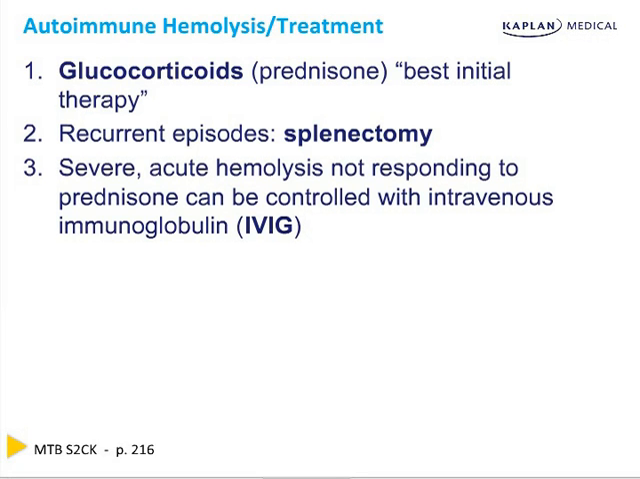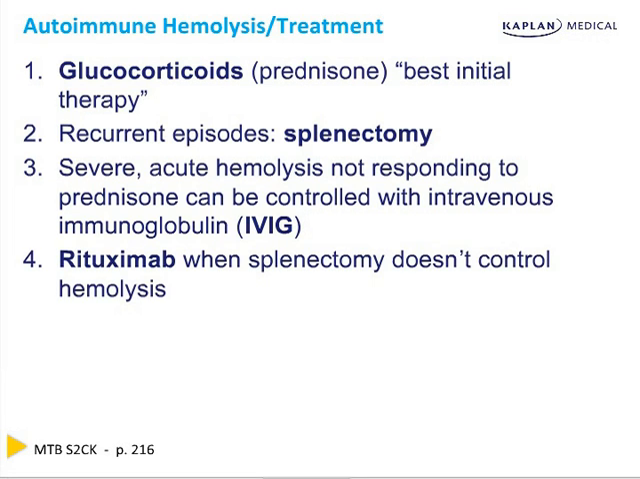Now, when the question describes somebody who gets steroids and they continue to hemolyze, and you give them transfusion, you give them steroids, and they continue to hemolyze, severe acute hemolysis not responding to prednisone is controlled with intravenous immunoglobulins, and rituximab is sometimes used when splenectomy won't control the hemolysis. Rituximab gets rid of the lymphocytes that make the autoantibodies.